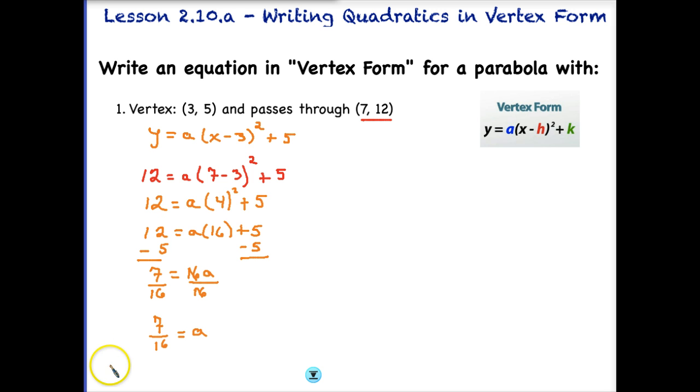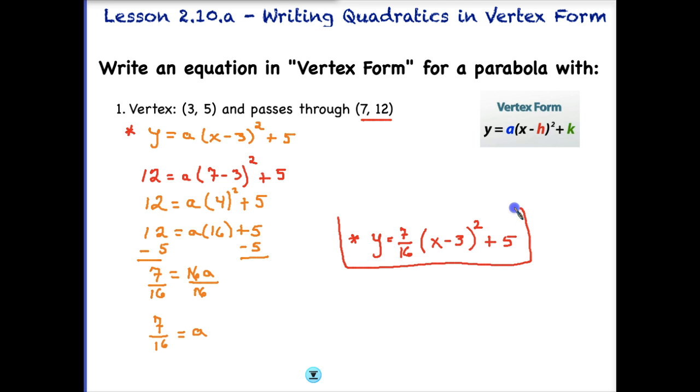Okay, but don't stop there because now we have all the components for writing our final quadratic in vertex form, but we haven't actually written it completely yet. We almost did up here in this first writing, but we were missing the a. So let's go ahead and write the final answer. So that would be y equals, well, now we know a is 7 over 16. That's our rate of change. And then inside the parentheses, we know that our vertex was a 3, 5, so we would have x minus 3 squared, plus 5 on the end. And this is our final answer, and this is how we would write this.